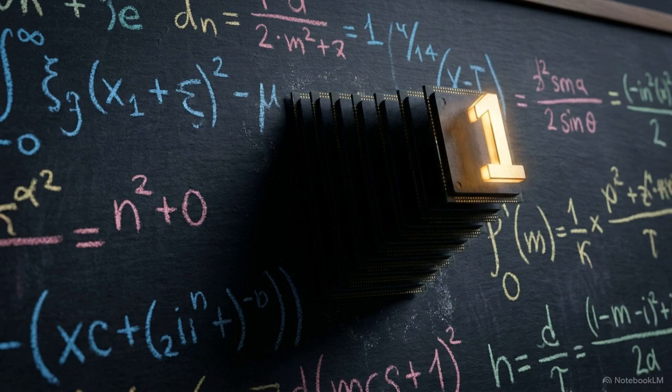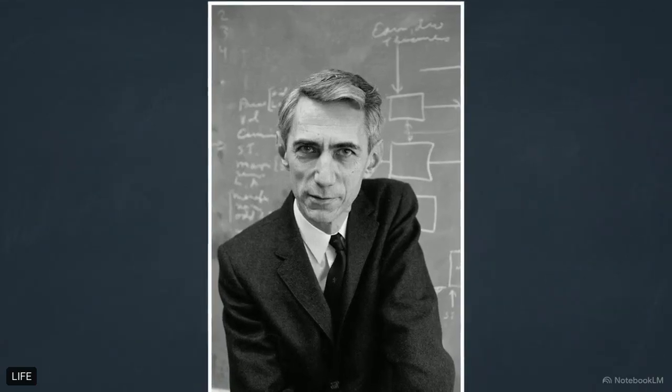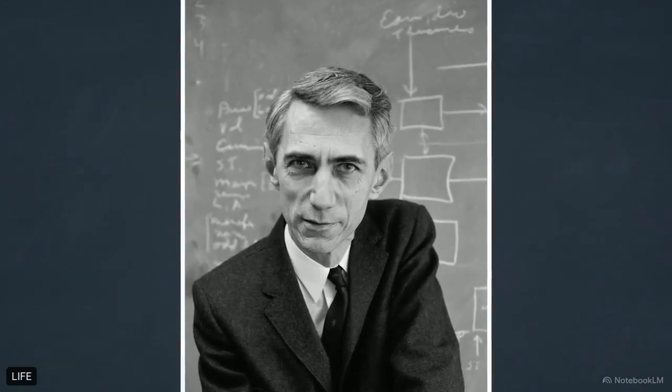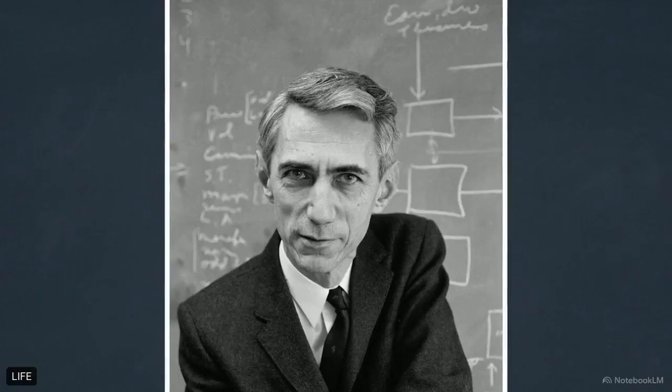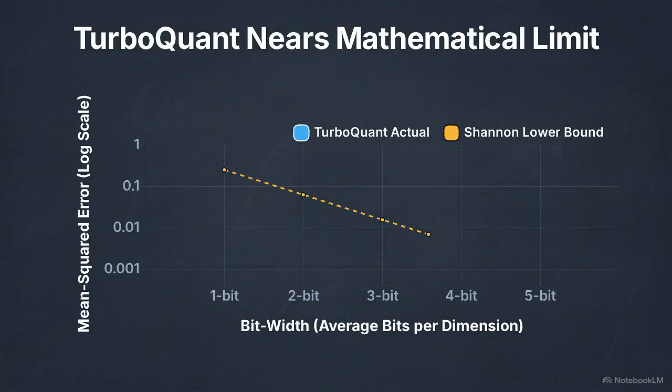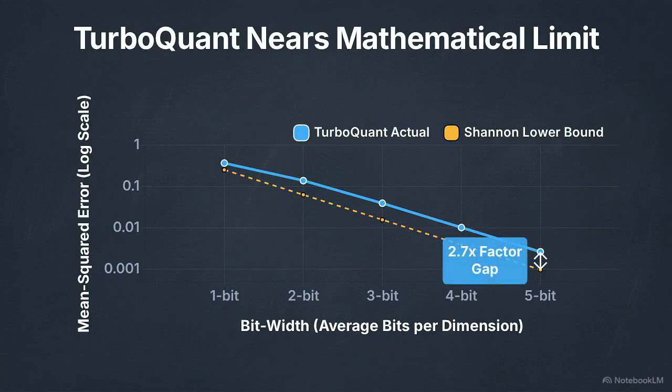Claude Shannon, the architect of information theory, established the absolute mathematical limit for how much data can be compressed before the signal is lost. The Shannon lower bound represents the theoretical ceiling, the best achievable distortion rate for any possible compression algorithm. This logarithmic plot compares TurboQuant's actual distortion curve against Shannon's theoretical limit. Across all bit widths and dimensions, TurboQuant tracks within a factor of only 2.7 of the absolute information theoretical limit.